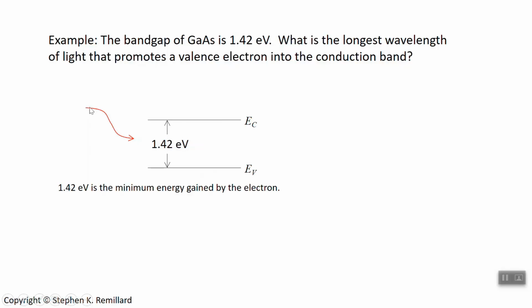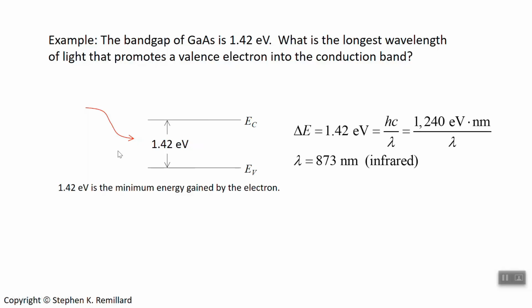Now you can have a very high energy photon come along and it's able to promote an electron from deep in the valence band to deep into the conduction band, but the minimum energy or the longest wavelength photon, those are the same thing, that will allow the transition to occur must have an energy of 1.42 electron volts. So we can calculate the corresponding wavelength simply from energy as hc over lambda.